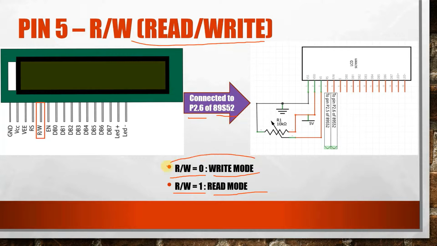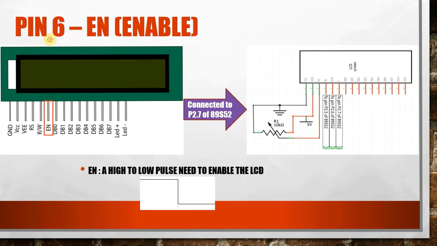So we normally use write mode to the LCD. Pin number 6 is the enable pin. The enable pin is used to enable the LCD. It is an edge-triggered signal from high to low. So a high to low signal is required to be given to the LCD to make it enable.